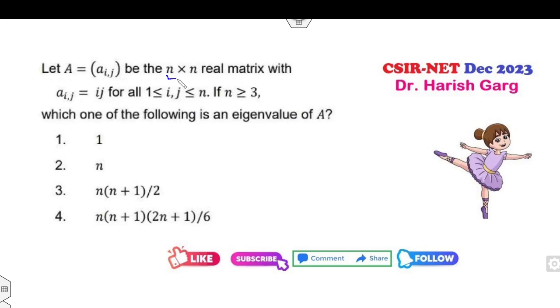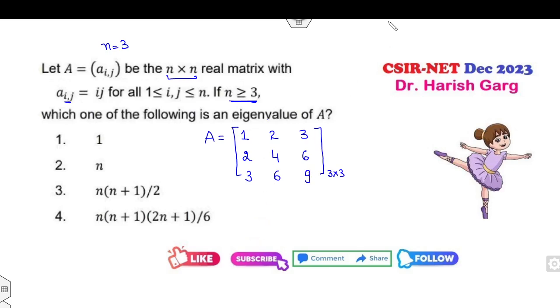Again, you can see I can choose n as 2. No, n is greater than or equal to 3, so I can choose n equal to 3. Can you write the matrix A? A will be a 3 cross 3 matrix. Your target is to find the eigenvalue. A11, A12, A13, A21, A22, A23, A31, A32, A33.